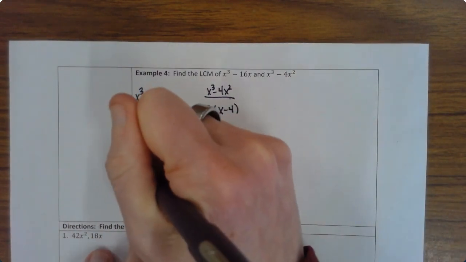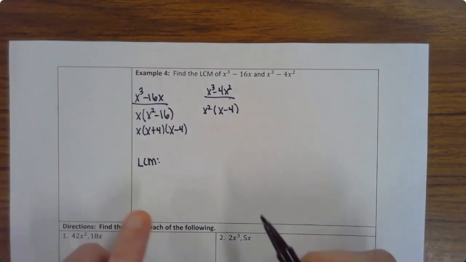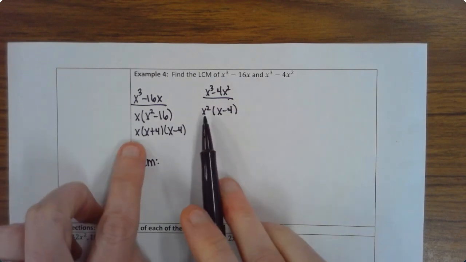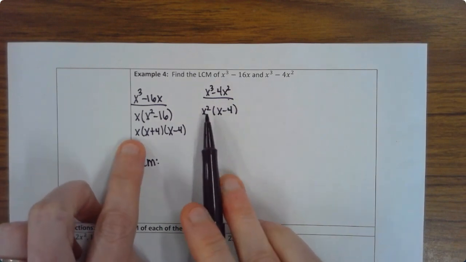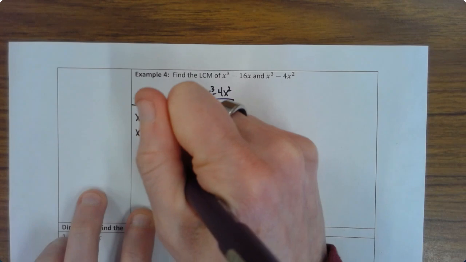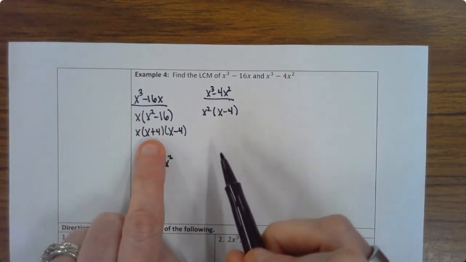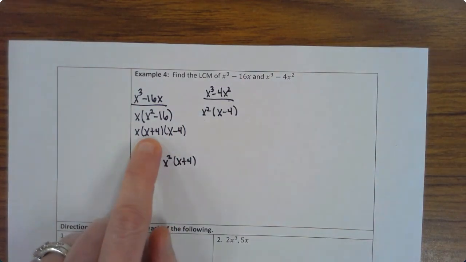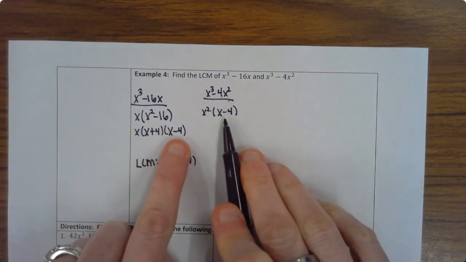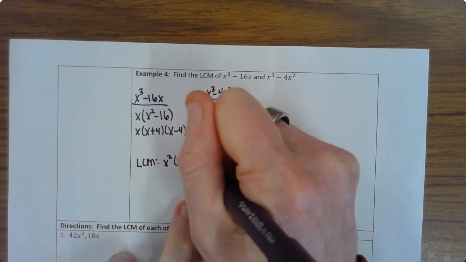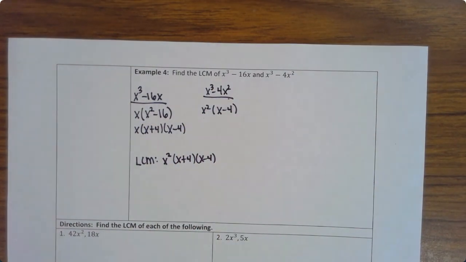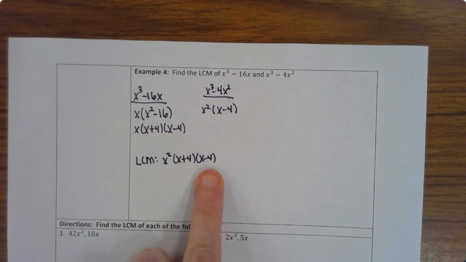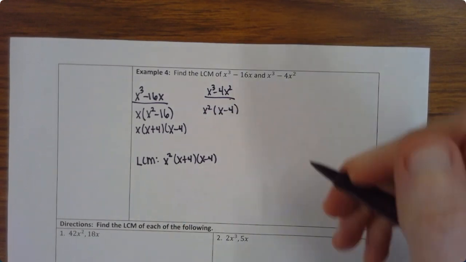So if I want my least common multiple, I'm going to look at my factored form, and I'm going to take out the highest degree of each factor. So I have the x's here. The higher degree is x squared. I have this x plus 4. It's the only power of that, so we're going to keep that one. And then I have these x minus 4s. They both have a power of 1, so the highest degree is just 1. So my LCM would be x squared times the quantity of x plus 4 times the quantity of x minus 4.